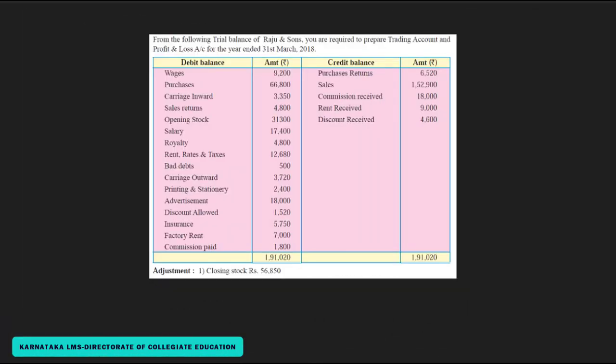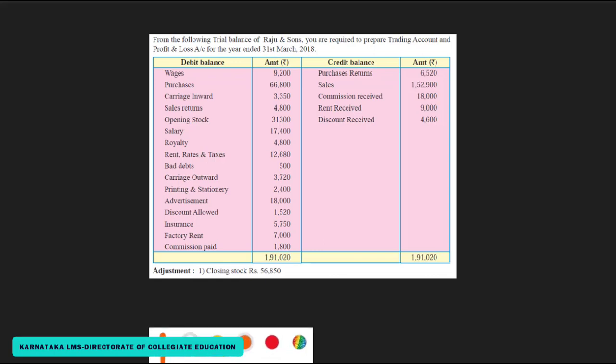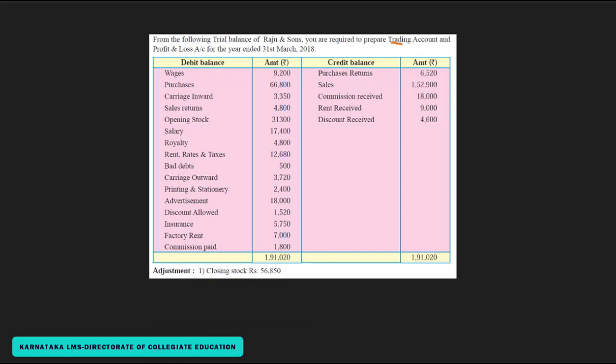Now let us solve a problem on the preparation of profit and loss account. So you could see over the screen there is a problem. It goes like this. From the following trial balance of Raju and Sons, you are required to prepare trading account and profit and loss account for the year ended 31st March 2018. They have asked to prepare trading account and profit and loss account.